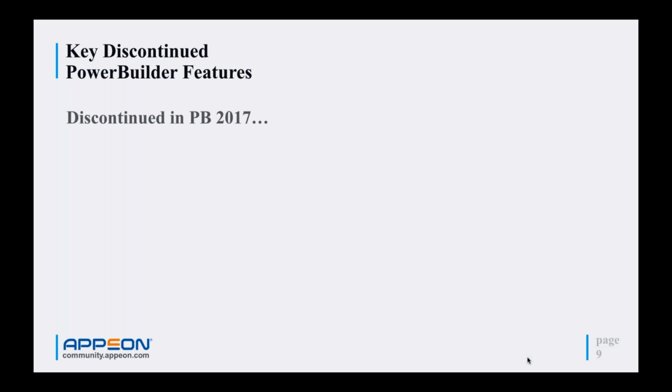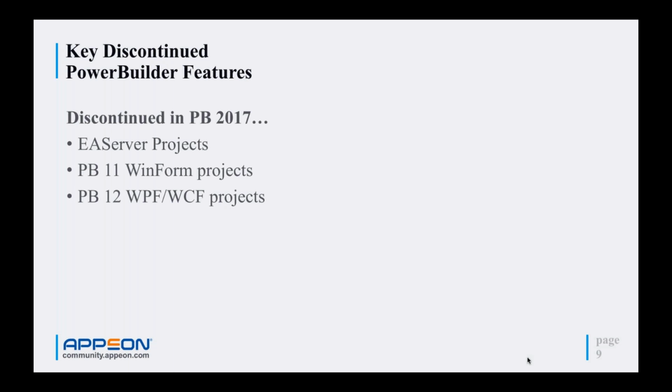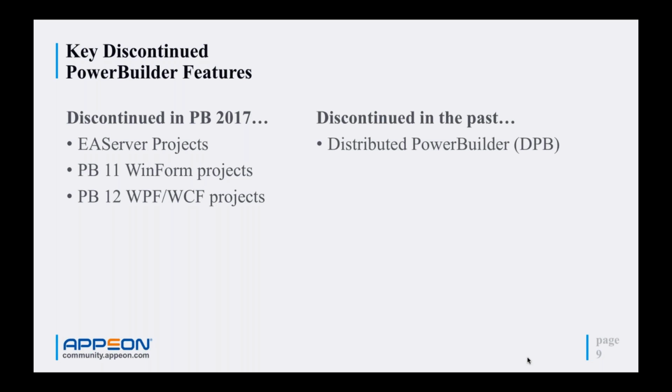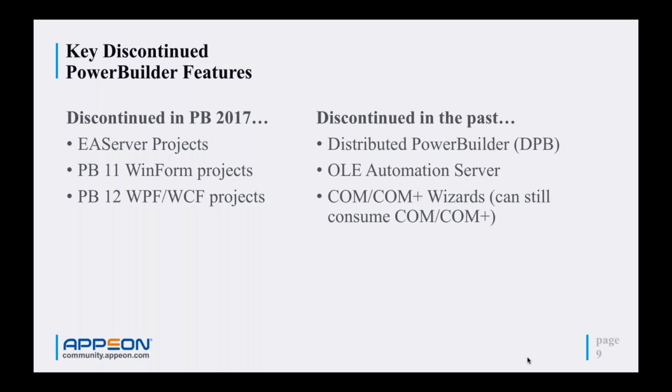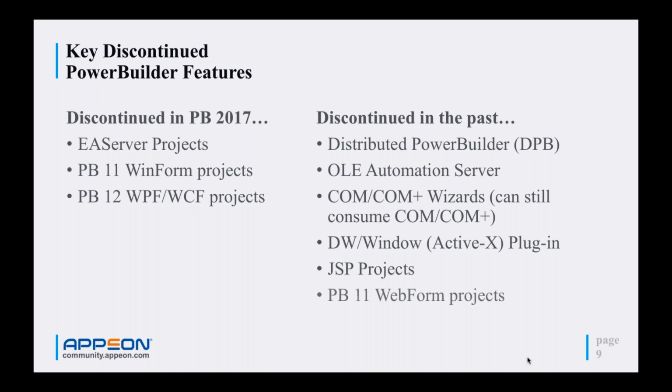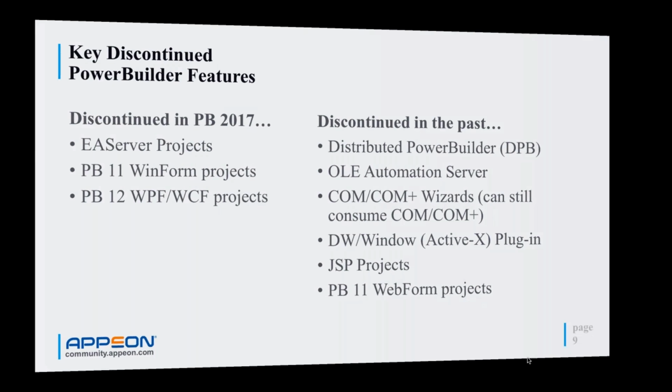Now, the key features that have been discontinued in PowerBuilder 2017 are EAServer projects, they're no longer there. PowerBuilder 11 WinForm projects, PowerBuilder 12 WPF and WCF projects, and discontinued from past versions of PowerBuilder is distributed PowerBuilder, object linking and embedding automation server, COM+ wizards. You can still consume it, but you can't generate it. And then the DataWindow and Window ActiveX plugins, JSP projects, and PowerBuilder 11 web form projects.